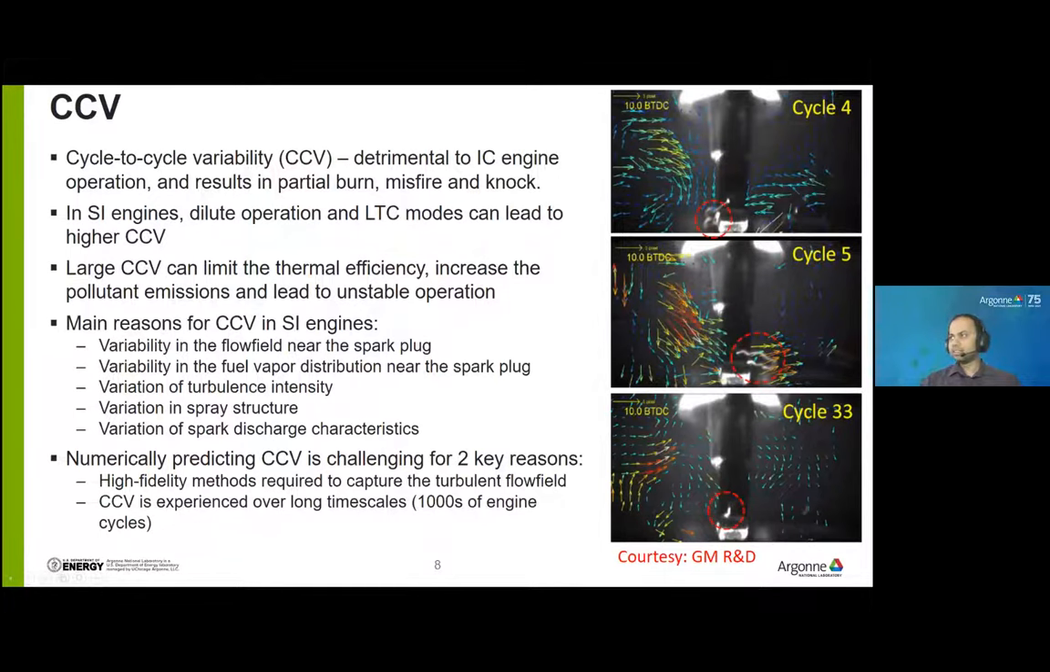And again, this image is from an experiment from GM, where basically they're showing the location of the initial flame kernel for different cycles. So you can see that from cycle to cycle, the initial flame kernel growth can change drastically, even changing in direction. And typically, again, like I said, under some conditions, this can actually lead to larger variations in the in-cylinder pressures at later times.